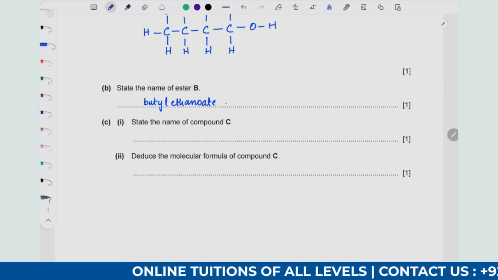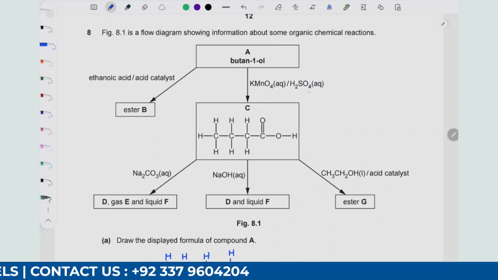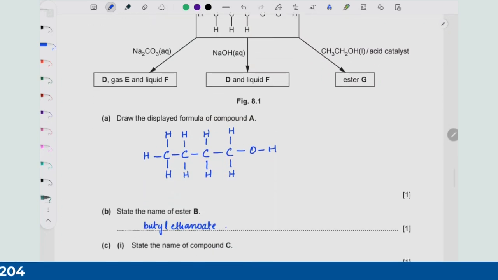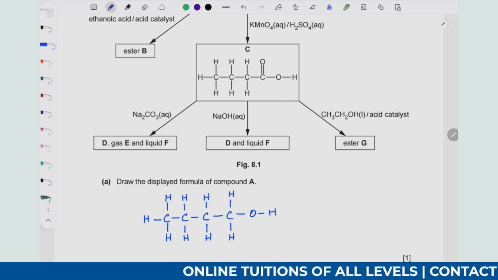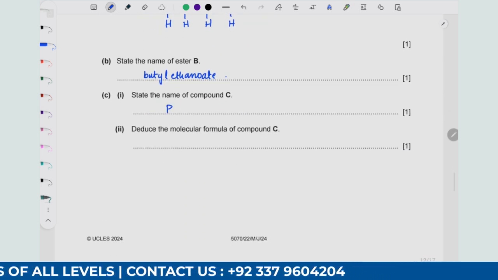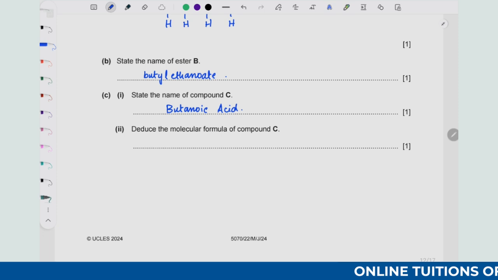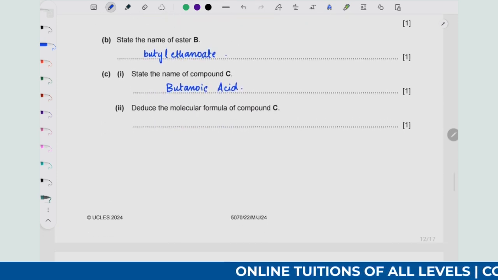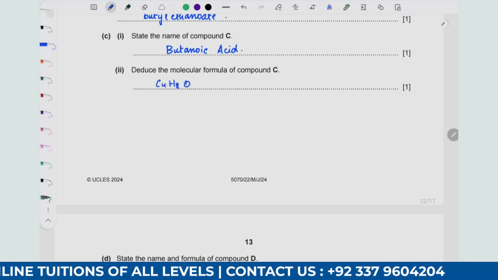State the name of compound C. Compound C is produced by the reaction of butan-1-ol with KMnO4 and H2SO4. As we can see, it is a carboxylic acid with a 4-carbon chain. So it is butanoic acid. Deduce the molecular formula of compound C. So compound C's molecular formula will be C4H8O2.